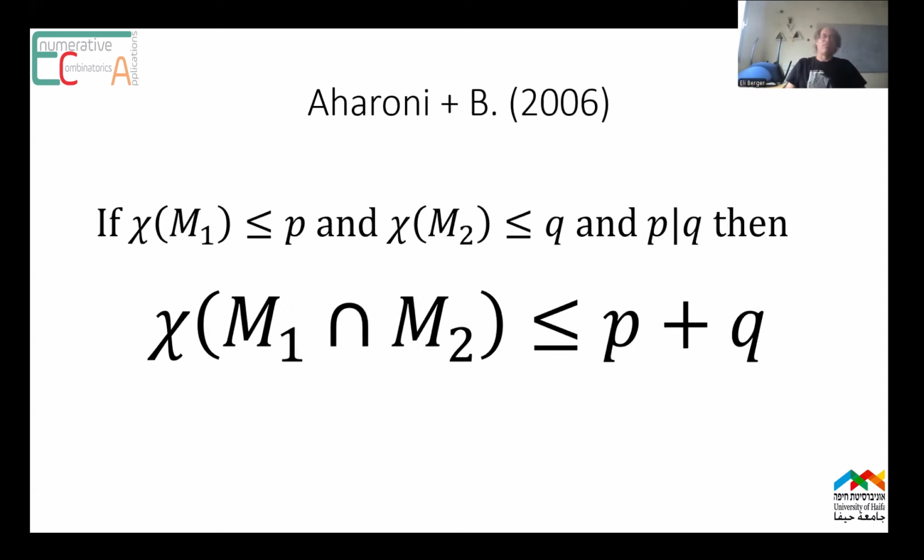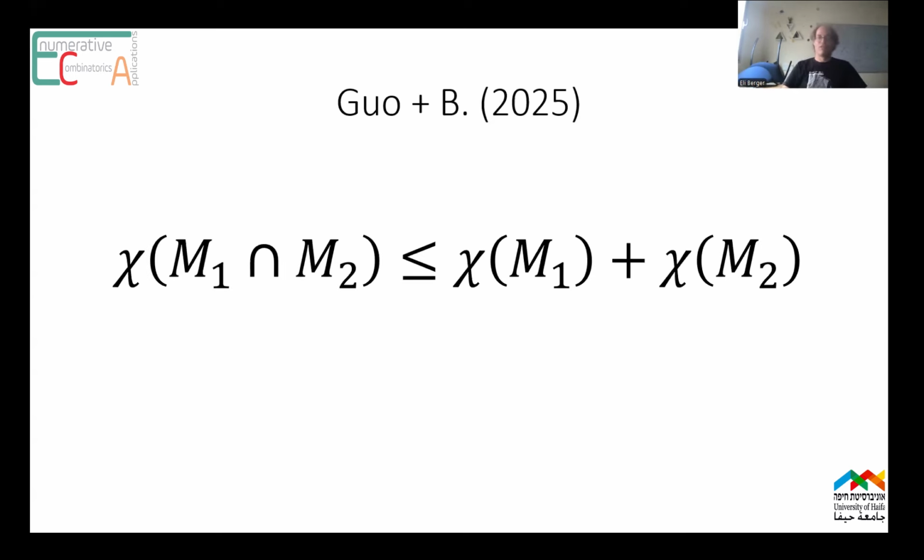In some very specific case, if chi of M1 is less or equal to P and chi of M2 is less or equal to Q, and P divides Q, then we have that chi of the intersection is less or equal to the sum of P and Q. And for many years, I felt that this P divides Q is redundant. It shouldn't be there. And 19 years later, we could actually prove this, that you can prove the same without assuming P divides Q. So here's what we actually have, that chi of the intersection is at most the sum of the chi's.